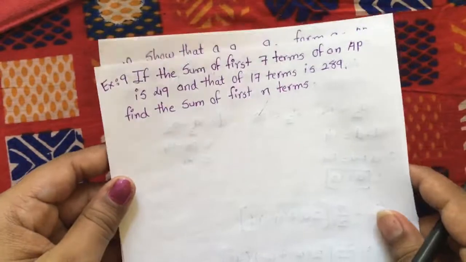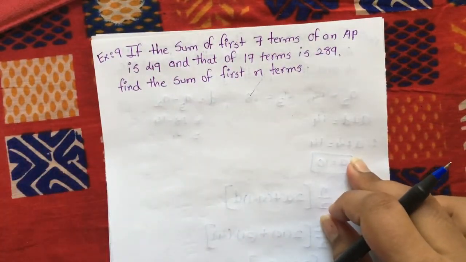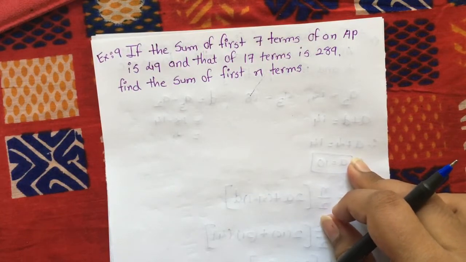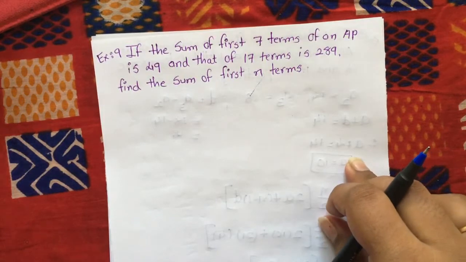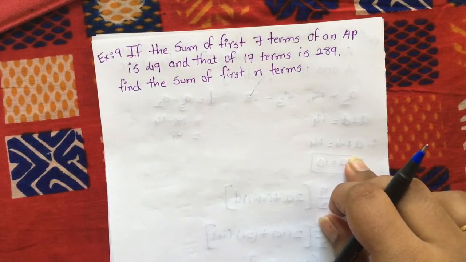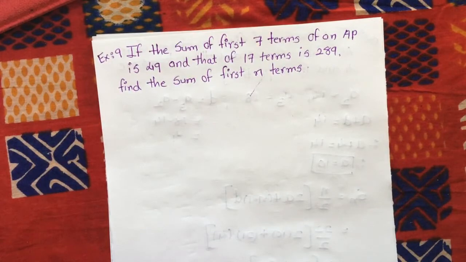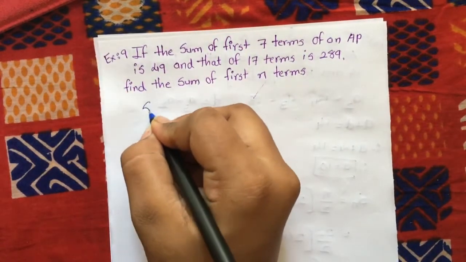Now move on to example number 9, in which the sum of first 7 terms of an AP is 49 and that of first 17 terms is 289. Find the sum of first n terms. Okay, so first of all, what do we have to find? What is the first term, what is the common difference? So for that, whatever is given to us, we will write it down.